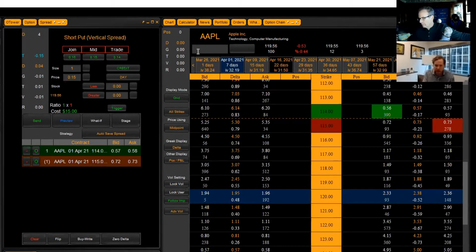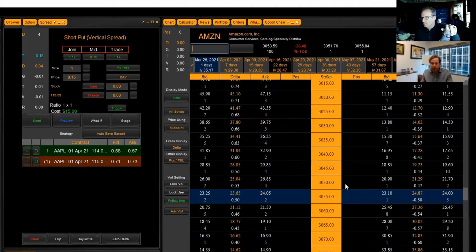Okay. And then let's pull up Amazon. So Amazon's going to be a little different, a little wider strikes here. You can't get that $1 strike, of course, in a $3,000 name. But ultimately, with the whole basket, you're going to want to adjust your ratios here so that relatively you have similar risks. Let me interrupt real quick.